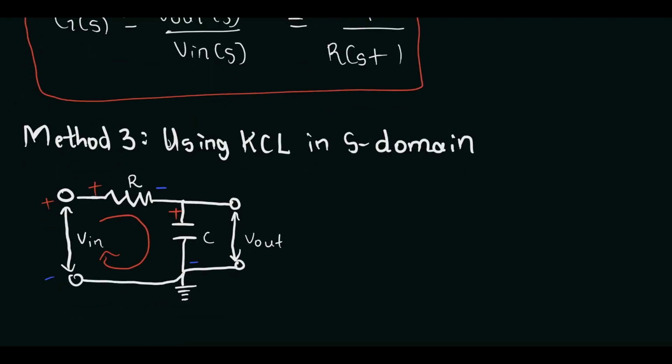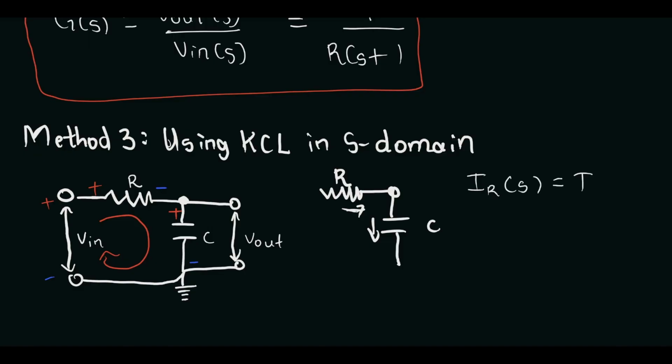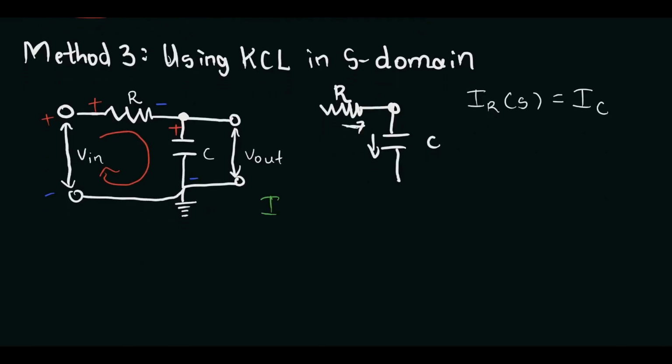Using this as our node that we're analyzing. From here, we know that your IR will be equals to your IC. But what is your IR? Your IR is equals to your V in minus V out all over your R. That's the current flowing through your resistor.